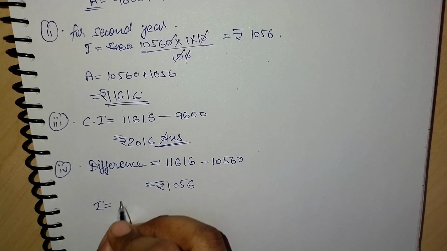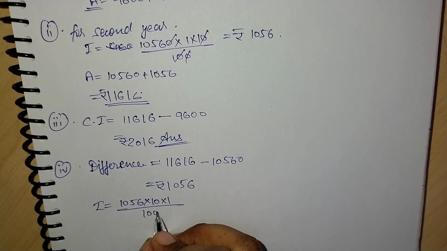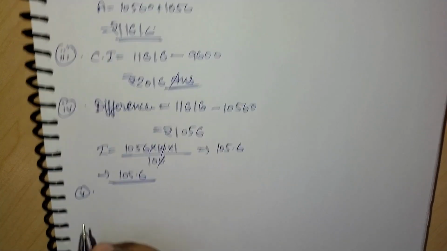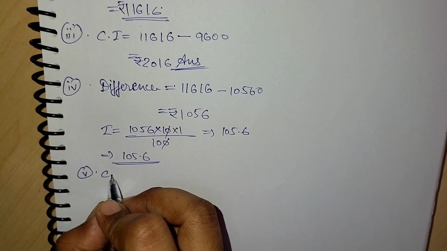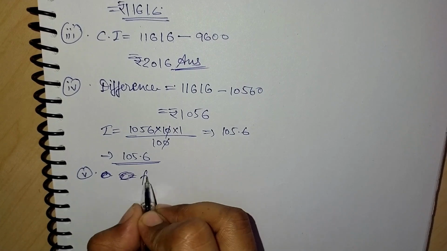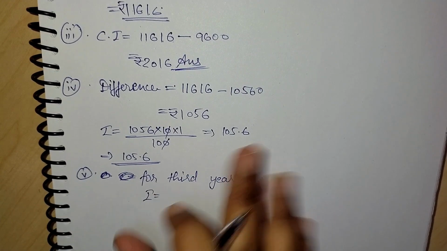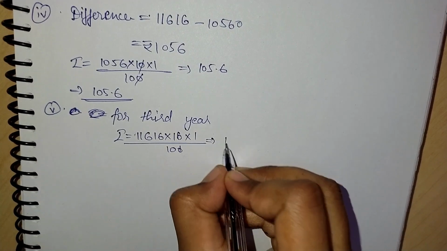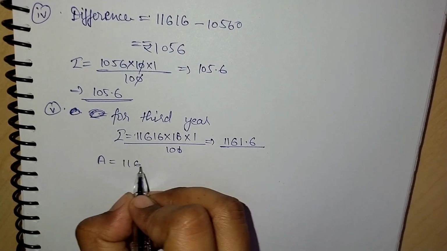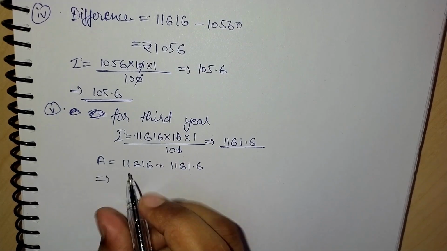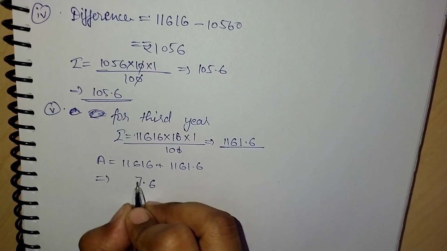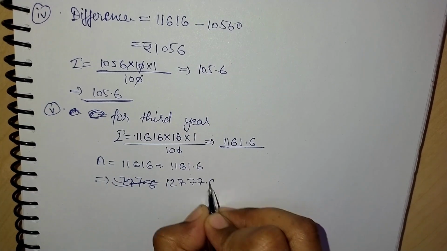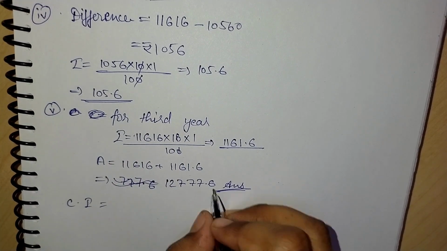On this we will find the interest. So we will multiply it by 10 into 1 divided by 100. So we will get 105.6 as the interest. Now the fifth part says that hence write down the compound interest for the third year. So we will find the interest for the third year by putting the principal value of amount of second year. We will get 1,161.6. By adding this we will get 12,777.6. Now the compound interest is equal to amount minus principal.